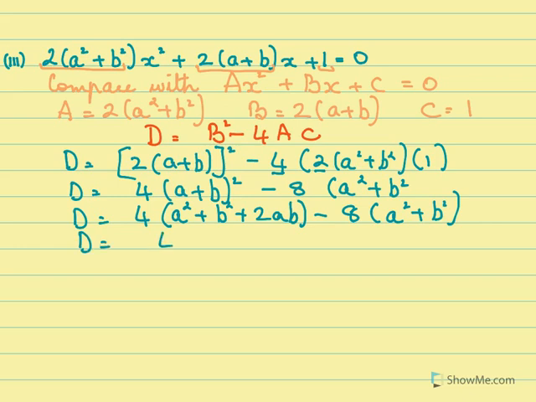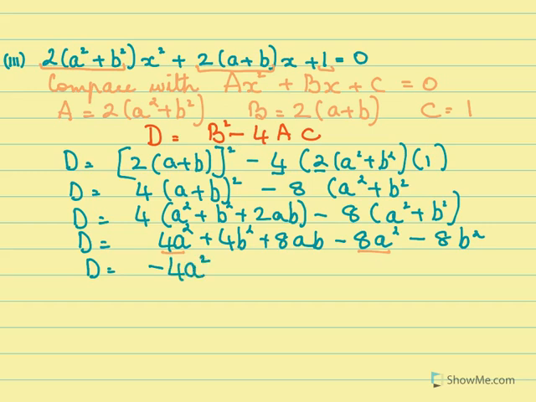Let me open the bracket. 4 into a square, 4a square, 4 into b square, 4b square, 4 into 2ab, 8ab. Open this bracket, minus 8 into a square, minus 8a square, minus 8b square. Now I'm going to put the a square terms together. When I put these two terms together, I will get minus 4a square. Next I will put the b square terms together, and I will get 4b square minus 8b square, minus 4b square, and this is plus 8ab.